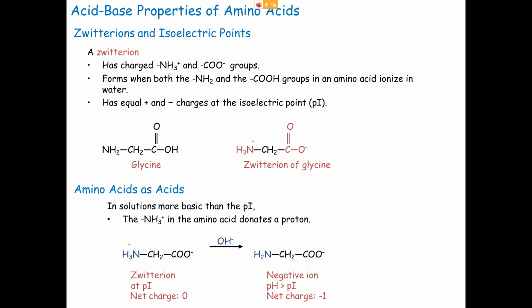Well, what is this pI I'm mentioning? pI stands for isoelectric point. Right? It's not like pH or pKa. It's not a negative log of I. It's isoelectric point. So it's the point at which the ion does have charges, but it has no net charge.